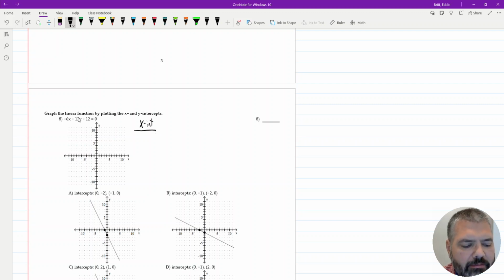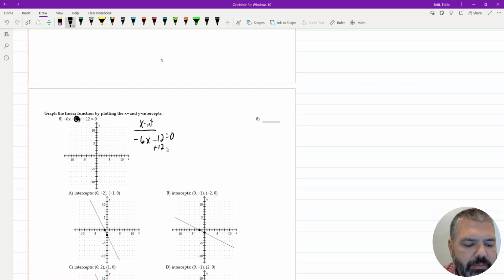Where I have a y term, it's a -12y, I'm just going to make that term a 0. It's going to go away. So I have -6x minus 12 equals 0. Now solve for x, and that's where my x-intersection point will be, or my x-intercept.